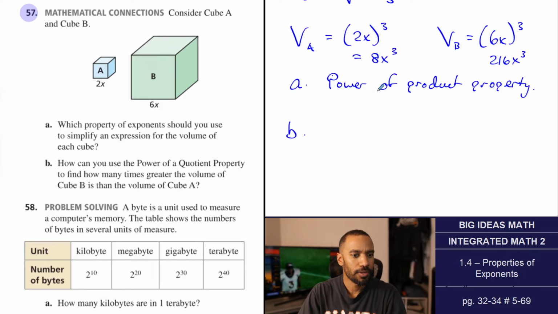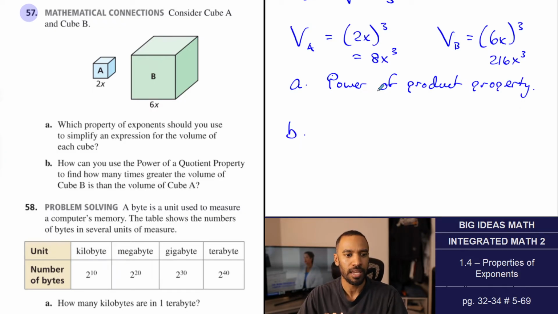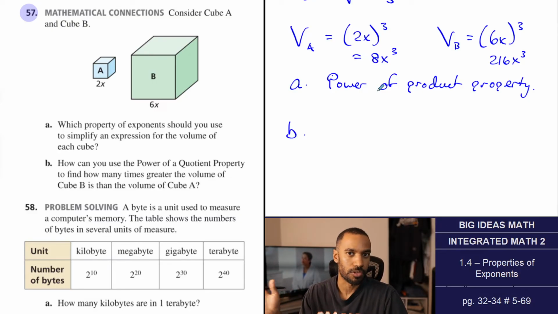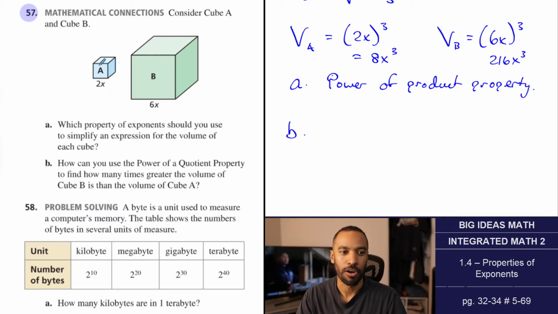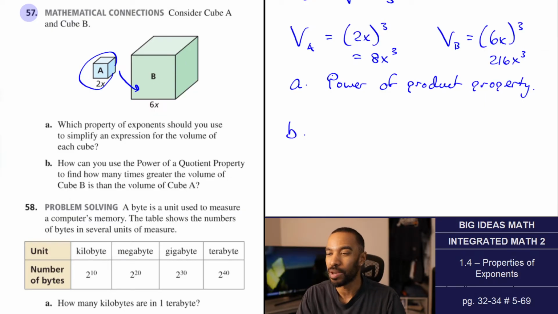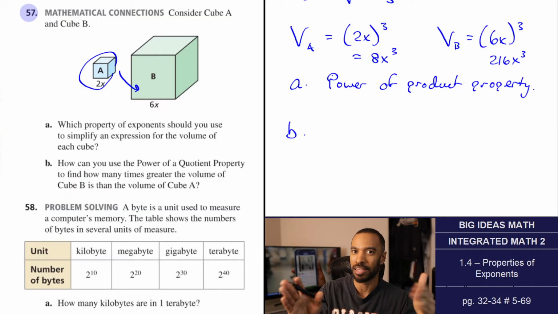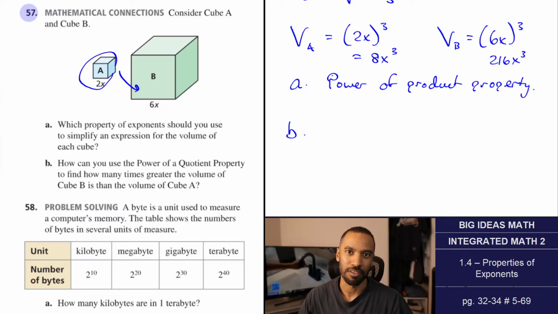B, how can you use the power of a quotient property to find out how many times greater the volume of cube B is than the volume of cube A? Now, let me just ask you this first. Although cube B is 3 times longer and therefore wider and therefore taller than cube A, it is not 3 times larger in volume. How many cube A's can fit inside cube B? You can bet there are more than just 3 that can fit inside there, because there are 3 dimensions to consider. It's not just 3 times the length, but also 3 times the width, and 3 times the height. So 27 of them will fit in here.